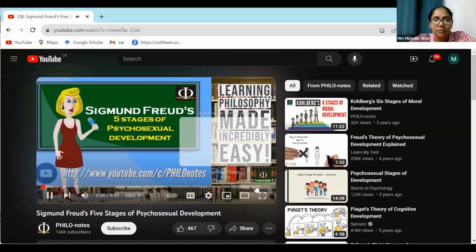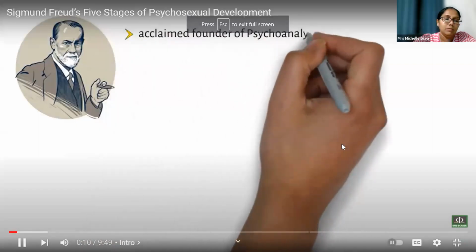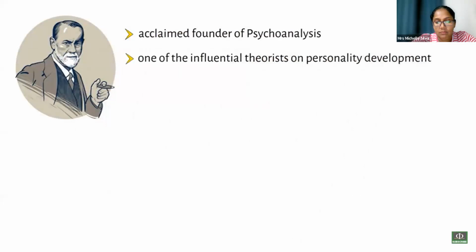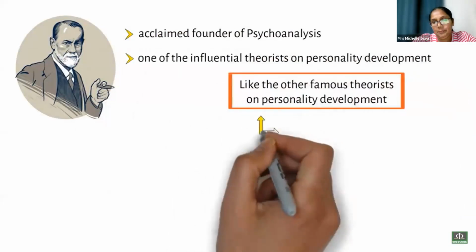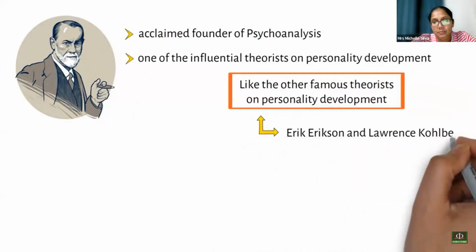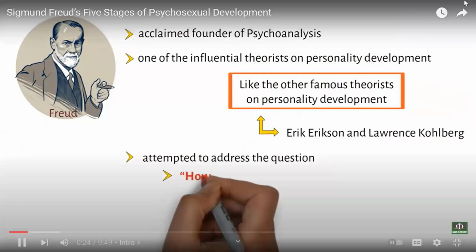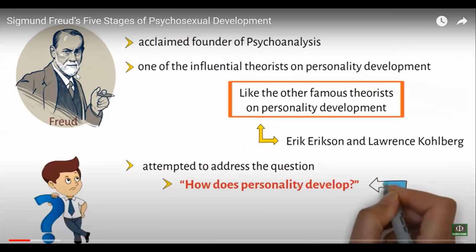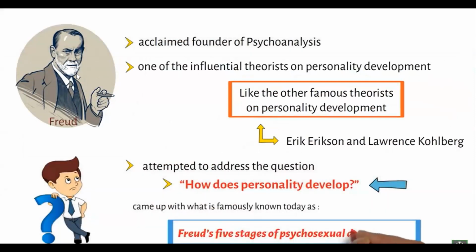Sigmund Freud's 5 stages of psychosexual development. Sigmund Freud, the acclaimed founder of psychoanalysis, is one of the most influential theorists on personality development. Like the other famous theorists on personality development, such as Erik Erikson and Lawrence Kohlberg, Freud also attempted to address the question, how does personality develop? And to that end, came up with what is famously known today as Freud's 5 stages of psychosexual development.